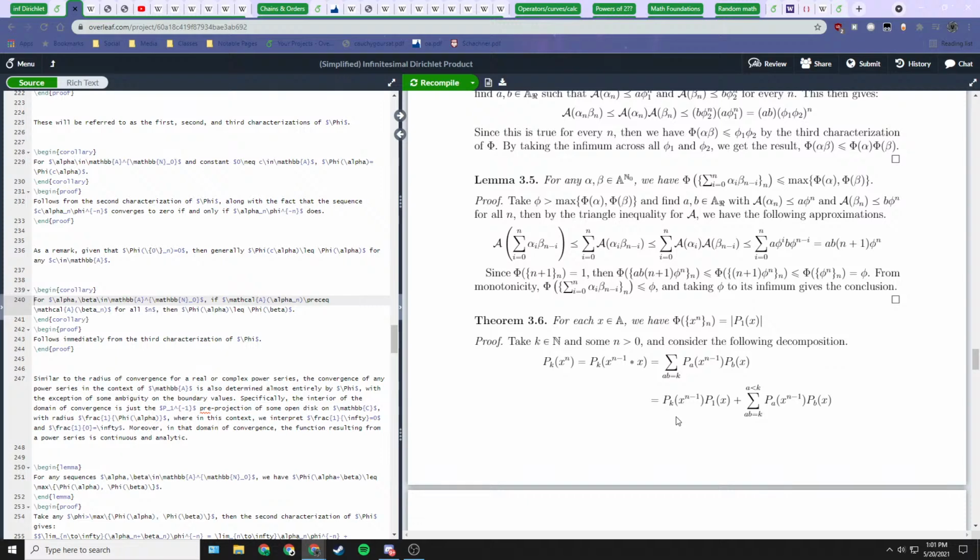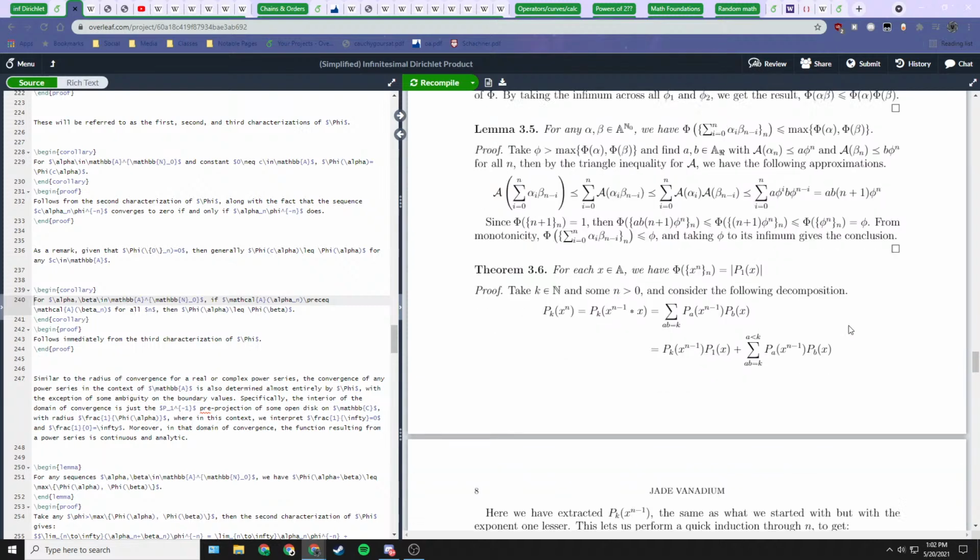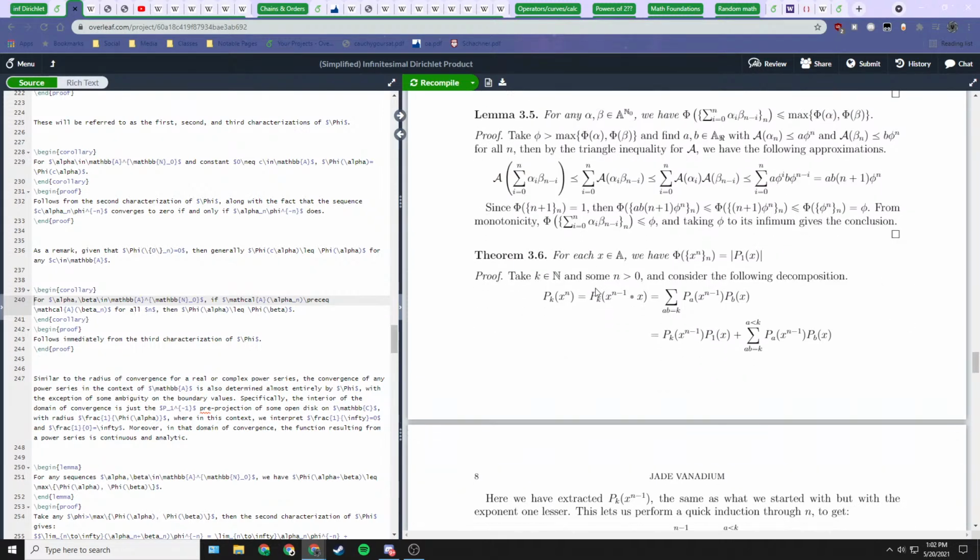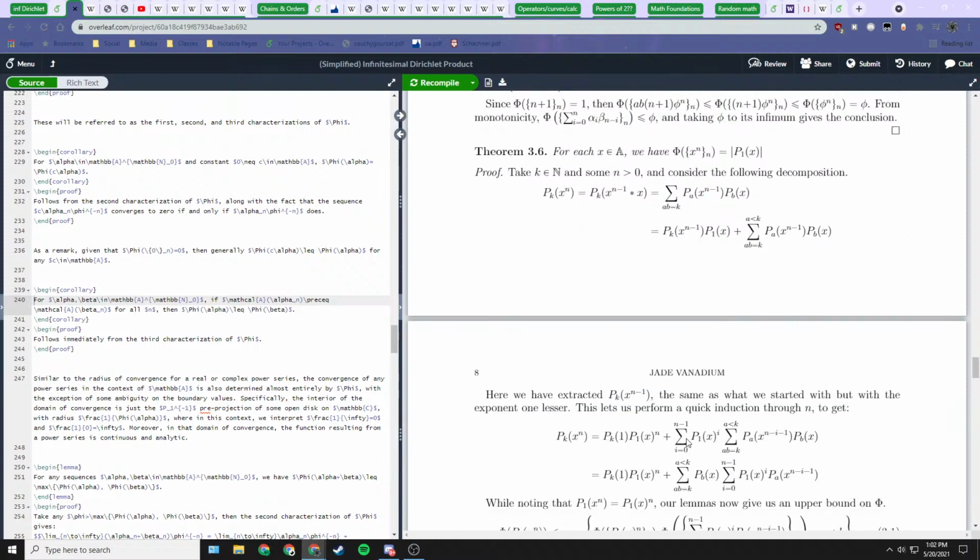So this theorem is, for each x in our space A, this series of exponentials, x power n, if we take the phi value of that exponential series, we just get the absolute value of the first projection, the first component. And the way to prove that, first we start by making this inductive formula, which we did before. So we actually use this inductive formula over here.